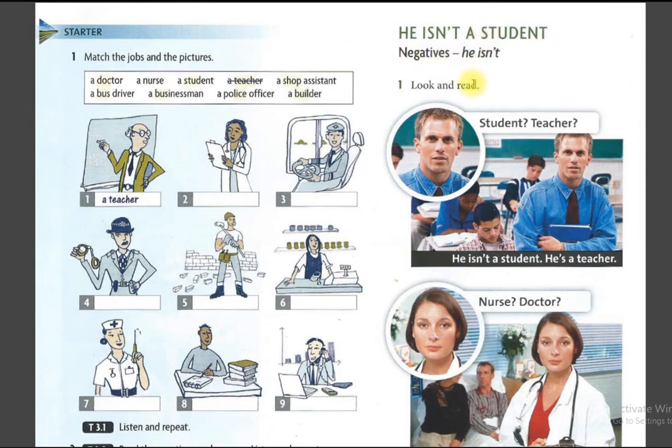We come to the Grammar Spot again. We have negatives. How to make a negative sentence? How to present a negative idea? We say the sentence, He isn't a student. He isn't a student, or we can say, He is not a student. Look at the picture. Student, teacher. Which one do you expect this person to be? Is he a teacher or is he a student? If we look at the picture as a whole, we can get the answer that he is older than the other students. So we can suppose that he's not a student, he is a teacher. He isn't a student, he is a teacher.